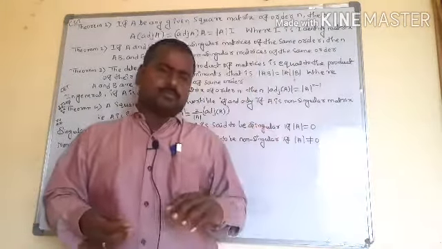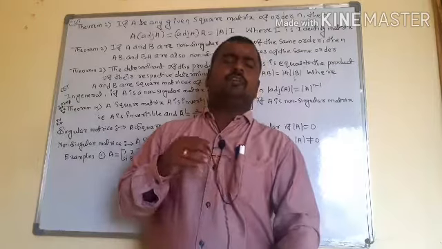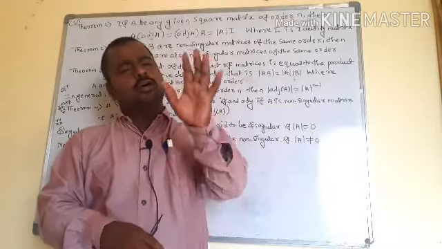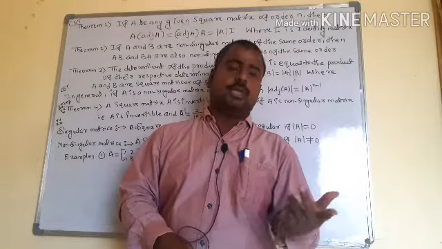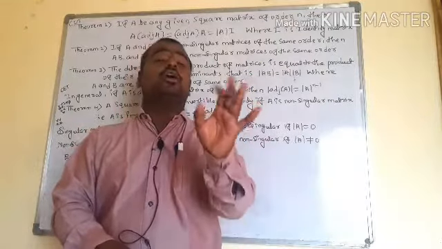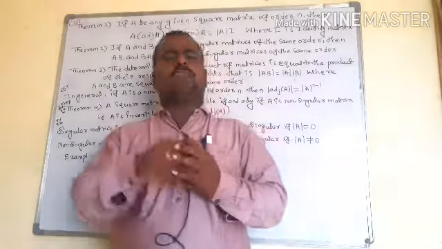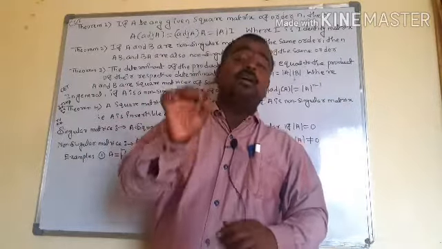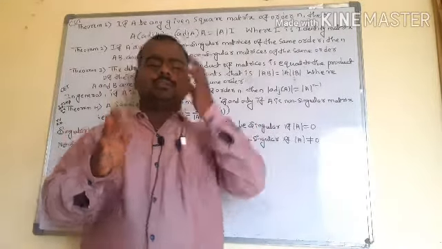So what about the second theorem? If A and B are two non-singular matrices of the same order, then their products AB and BA are also of the same order. That is the second theorem. When A and B are two matrices of the same order, their products AB and BA are also of the same order, for the reason of the same order.